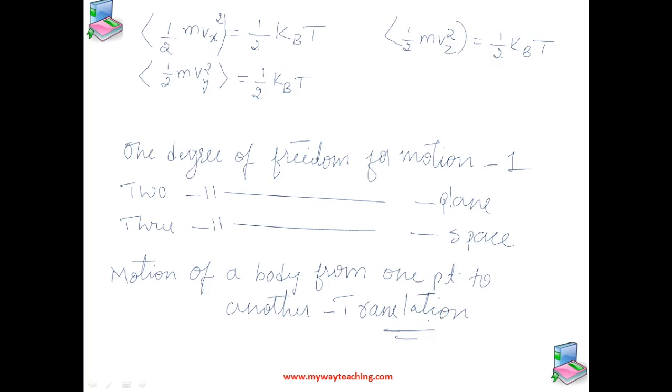Thus, a molecule free to move in space has three translational degrees of freedom. Each translational degree of freedom contributes a term that contains the square of some variable of motion. For example, half m vx square, and similarly for vy and vz, isn't it? As we just saw in the equation. In thermal equilibrium, the average of each such term is given by 1 by 2 kB into T.